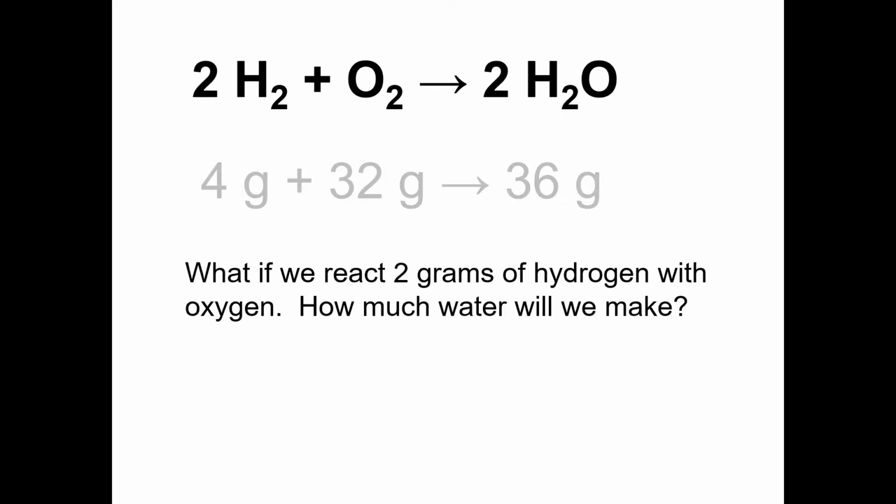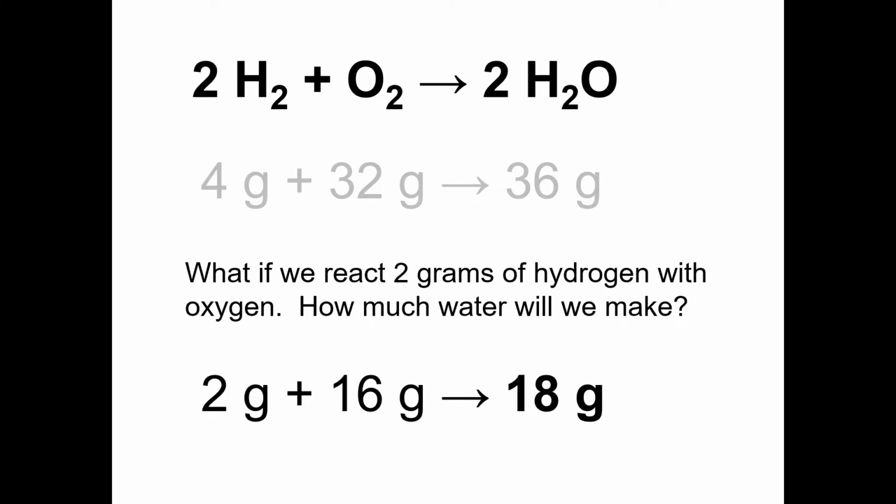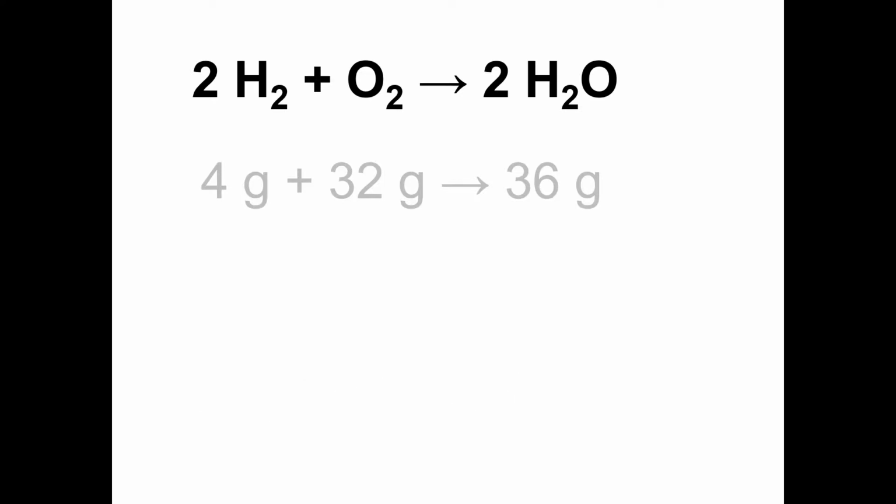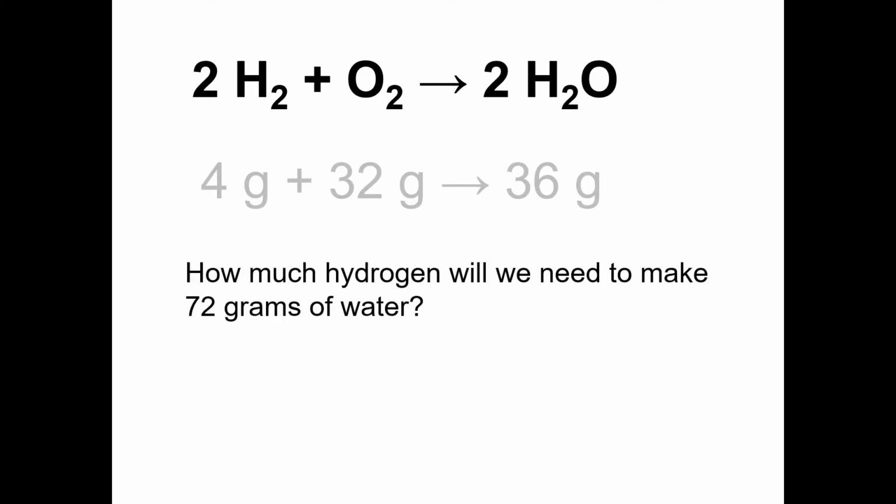Okay, this principle of the ratio remaining fixed. If we had 2 grams of hydrogen, it would only react with 16 grams of oxygen. If we had more, it wouldn't react. It would still be there as oxygen. And the hydrogen would react with the oxygen to produce this much water, 18 grams, no more. That's it. Hopefully you got that. If you did, give yourself a pat on the back. Next one. How much hydrogen will we need to make 72 grams of water?